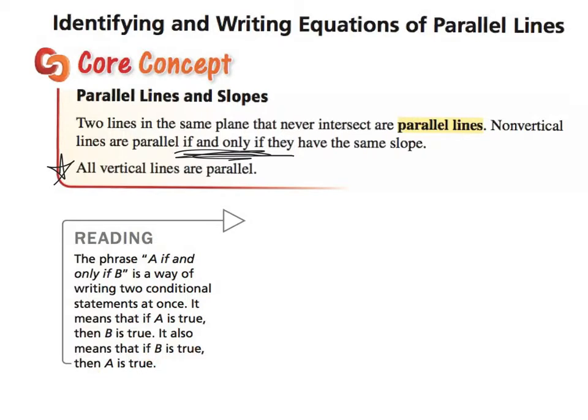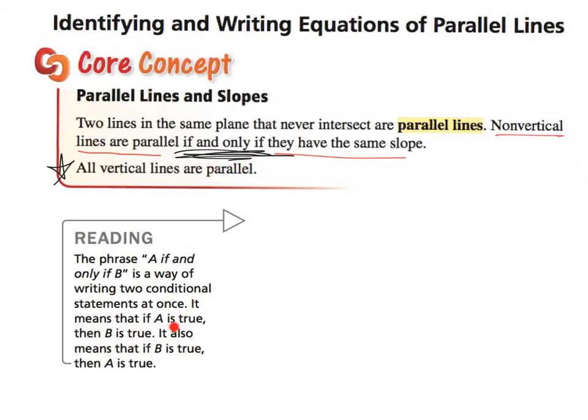So here's what that means. If I put this as A, non-vertical lines are parallel, and B is they have the same slope, I can write it both ways. If non-vertical lines are parallel, then they have the same slope. Or I could say, if non-vertical lines have the same slope, then they are parallel. Both of those conditional statements are true. It works both ways, the conditional statement and its converse, which means it's an if and only if.